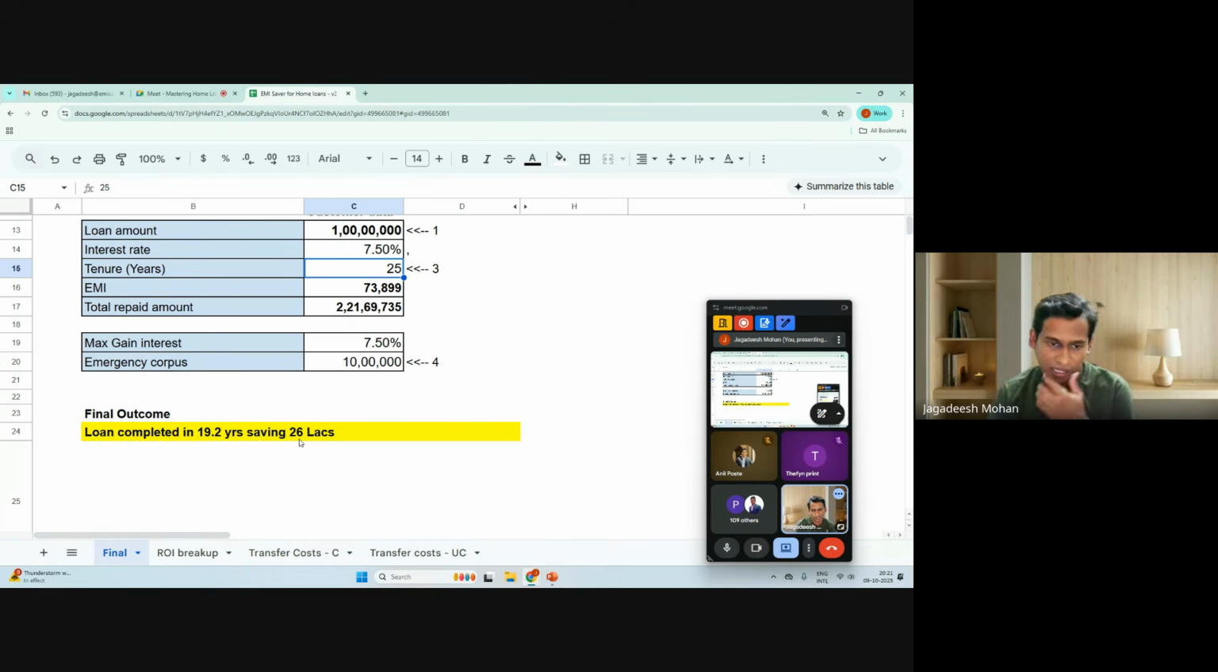Now, how does this happen? That's a very logical question on how this works. Have I just populated something? So I'll walk you through the maths behind it. There's a very simple math behind it.